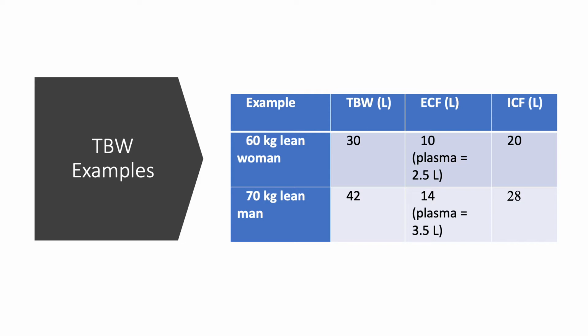For a man whose lean body weight is 70 kilograms, we have 42 liters of total body water. 70 times 0.6 equals 42 liters. Now, 1/3 will be in the extracellular space or compartment, which is 14 liters. Plasma water is 1/4 of that, or 3.5 liters, while 28 liters will be in the intracellular compartment inside the cells, 28 liters.